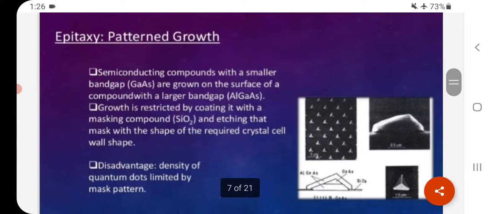Epitaxy, that is pattern growth. Semiconducting compounds with a smaller band gap are grown on the surface of a compound with a larger band gap. Growth is restricted by coating it with a masking compound and etching that makes a mask with the shape of the required crystal cell wall shape. Disadvantage: density of quantum dots is limited by the mask pattern.